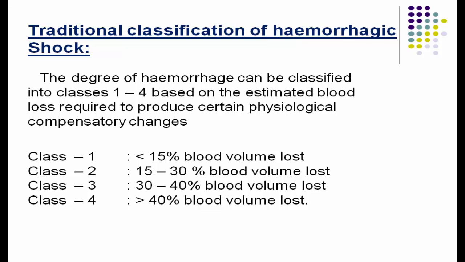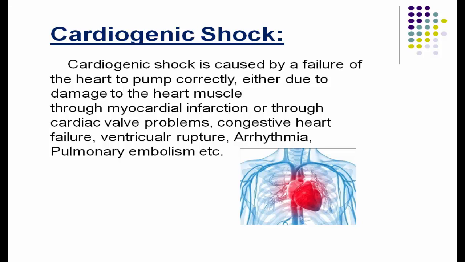less than 15% blood volume lost. Class 2, 15 to 30% blood volume lost. Class 3, 30 to 40% blood volume lost. Class 4, more than 40% blood volume lost. Now the features of different types of shock.